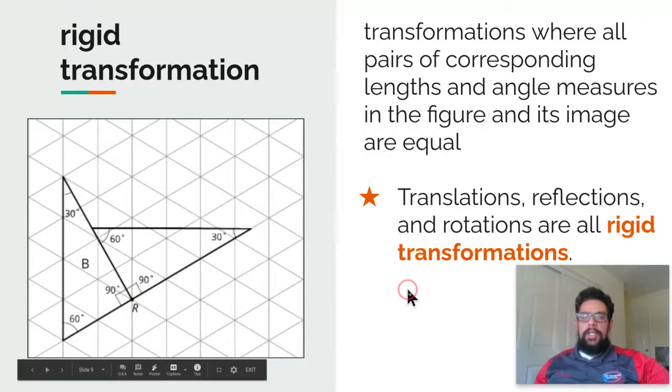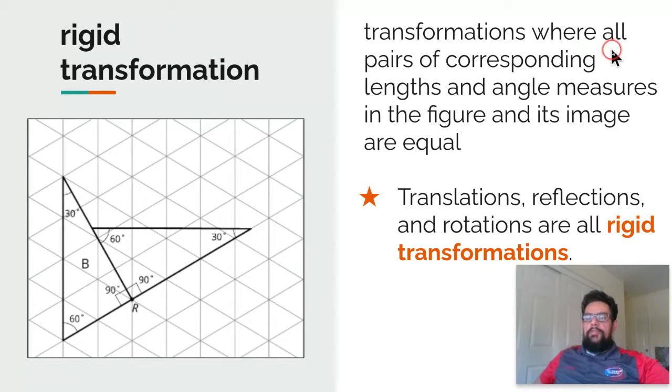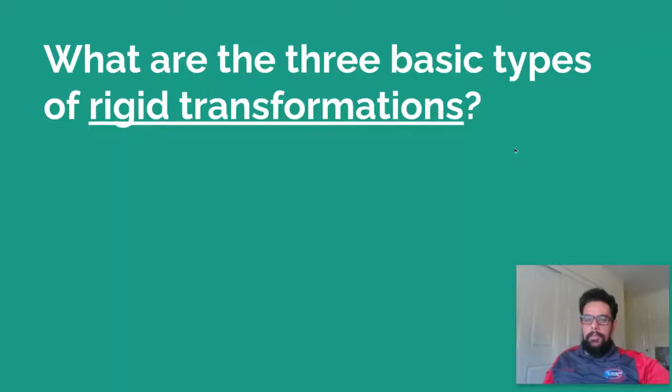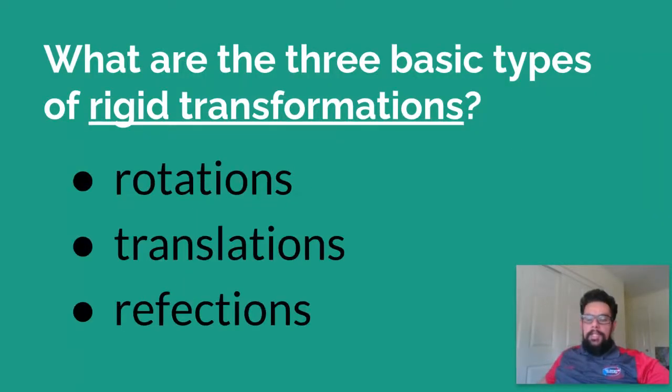Okay, these transformations are called rigid transformations where all the corresponding lengths and angle measures in the figure and image are equal. The three transformations that we have seen, translations, reflections, and rotations, are all rigid transformations. So those three, those are all rigid transformations. What are the three basic types? Rotations, translations, and reflections. These are all the rigid transformations there are. If people try to tell you that there are other ones, they are just combining these. So if someone tries to tell you a glide is one, just say that's the same as a translation and a reflection.